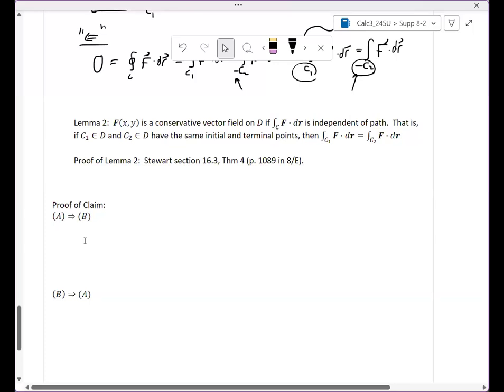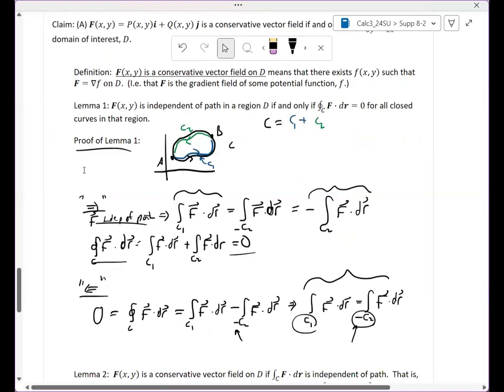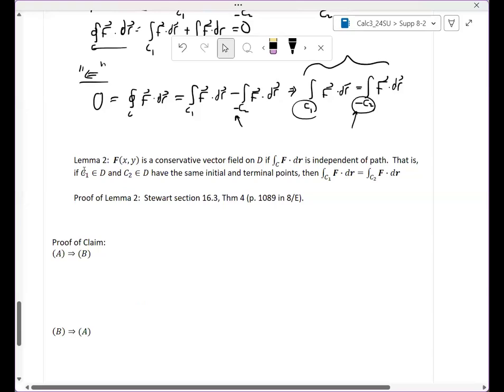Okay, so now let's try to prove our claim. Again, what was our original claim? That we have two things that are equivalent. The first is that F equals Pi plus Qj is a conservative vector field. And the second is that dP/dy equals dQ/dx. So let's prove A implies B, and then we'll prove B implies A.